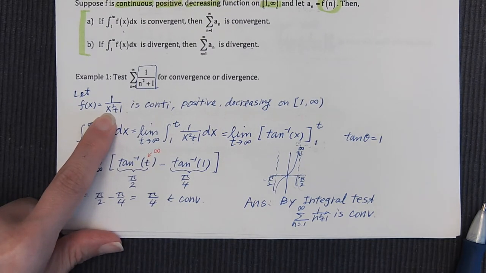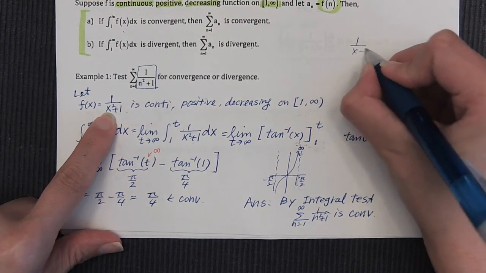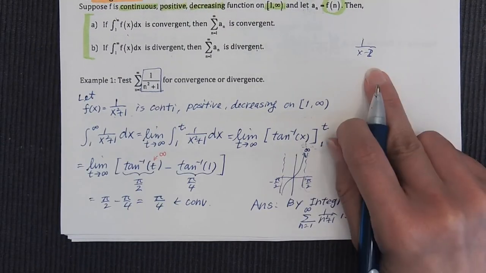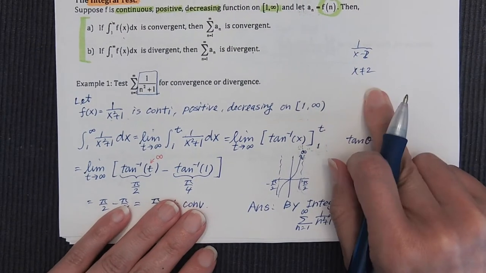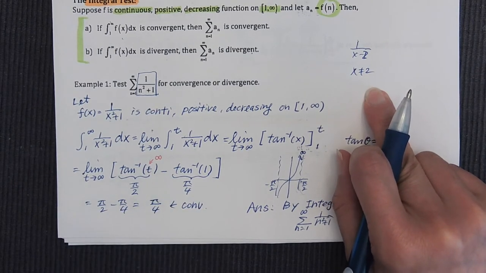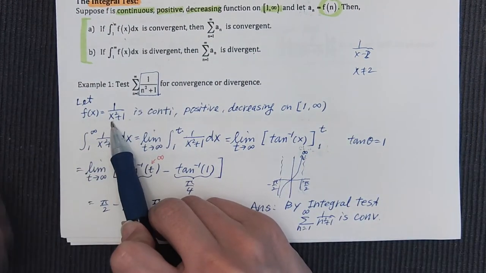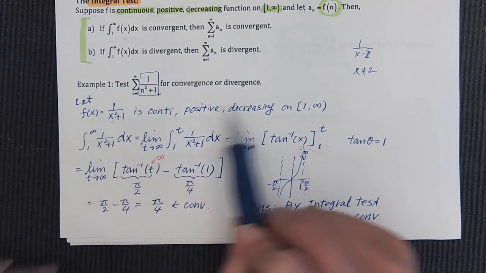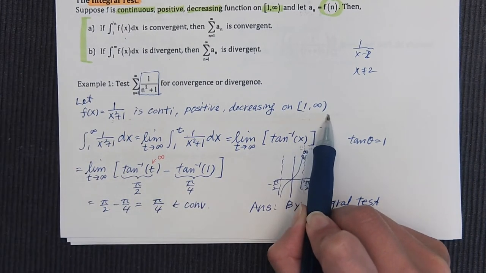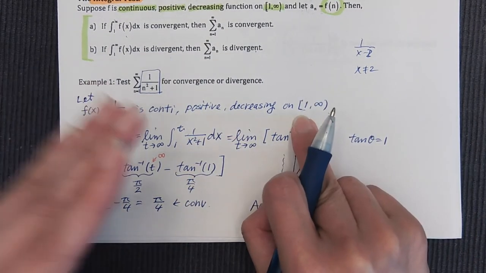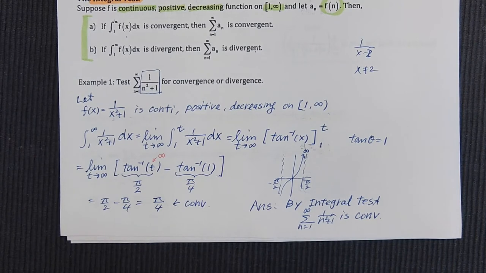If we have 1 over x minus 1, we know that's not continuous. Or x minus 2 or something, because I should not plug in the 2, right? That's discontinuous. I cannot plug in the 2. But with this function, I'm okay with whatever I plug in between 1 to infinity. That's what continuous means: the graph continues, there's no breaking point. That's why we put 1 to infinity. Okay, thank you. You're welcome.